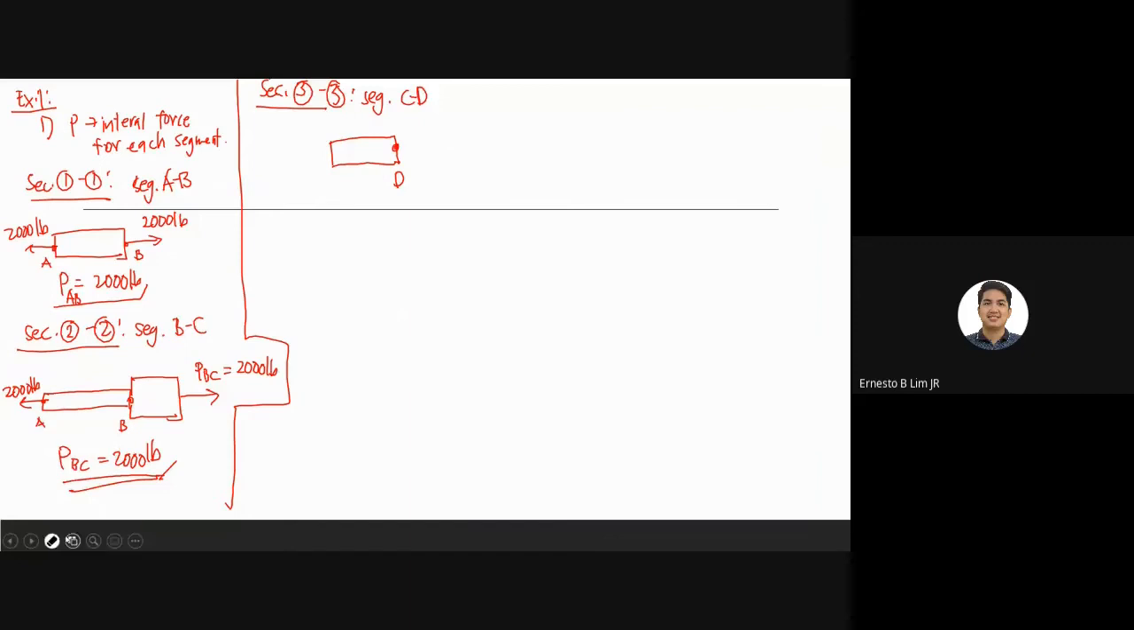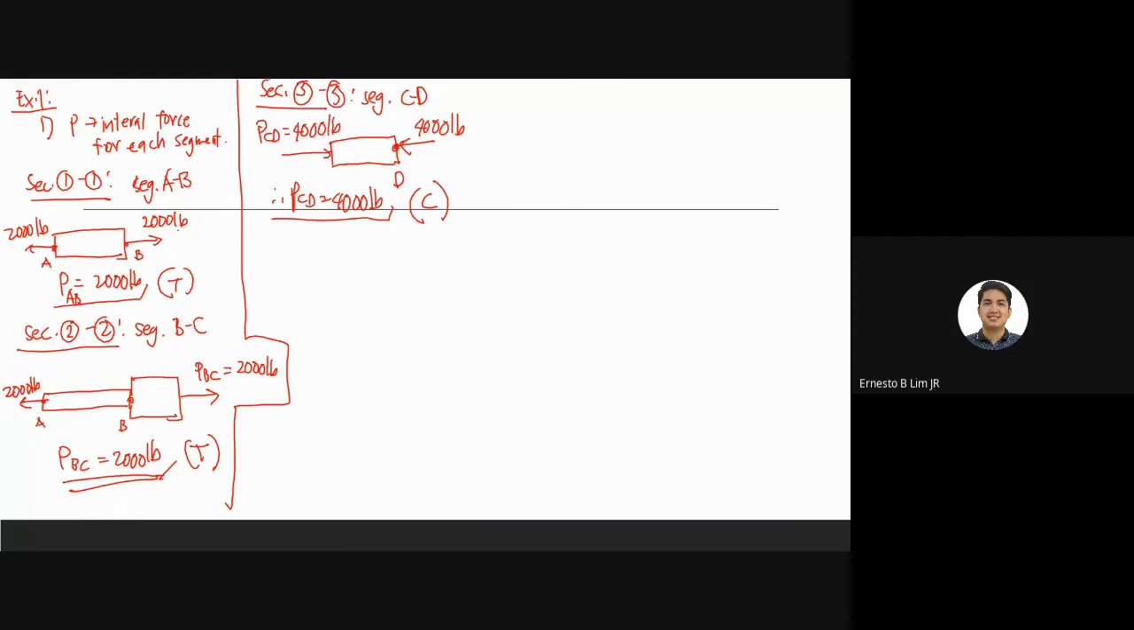Okay, so we have a 4,000 force here, which is in compression, meaning PCD will be equal to 4,000 pound as well. So therefore PCD is 4,000 pound. This is in tension. The PBC is also in tension, then PCD is in compression. So expect a variation of a sign convention later.